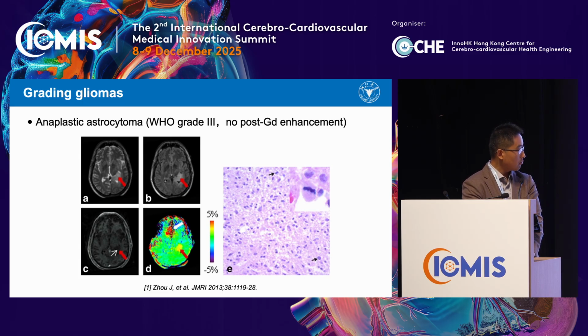The radiologist would tend to think this is a low-grade glioma. But in fact, this is a high-grade glioma. This is a WHO grade 3 glioma, because that's based on pathology. But based on the CEST-MR image, in the tumor region, you see a signal increase that's related to protein. That's a protein CEST-MR image.